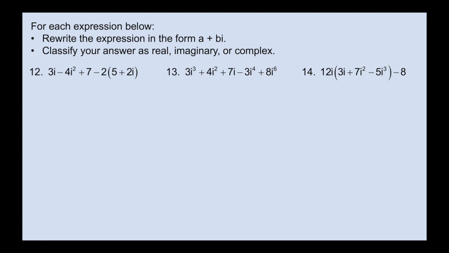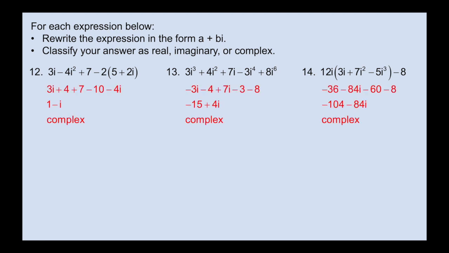And now we're going to continue to do some simplifying. Here you're going to notice that some of the degrees for i are higher than 1, so those do need to be changed before we can simplify this completely. And then also we're going to classify our numbers as being real, imaginary, or complex. So take a few minutes to simplify 12 through 14, and then we will check answers. And here are those answers.